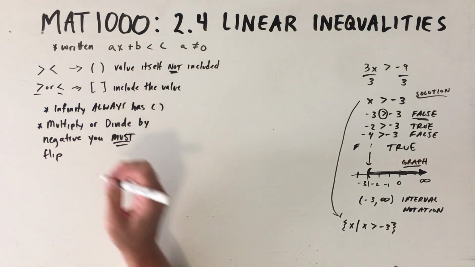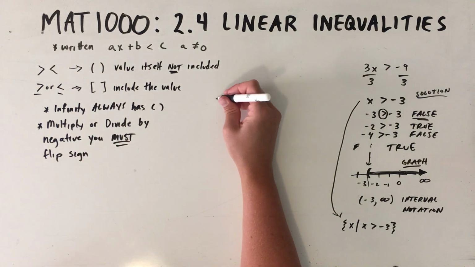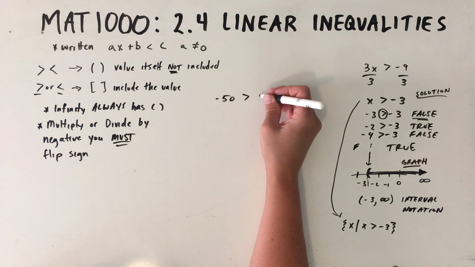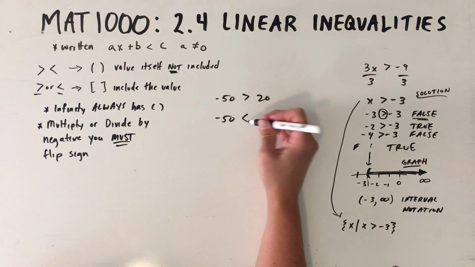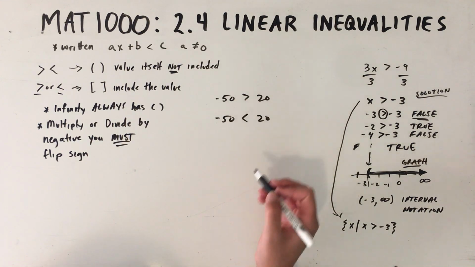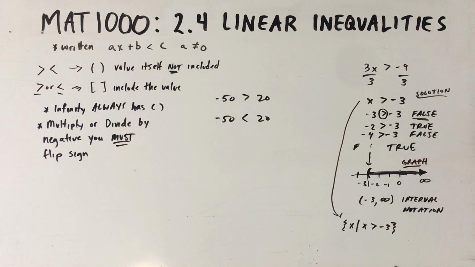The reason why is it keeps the integrity of the statement true. So back to that, if I have -50, I said it was greater than 20 when I was multiplying it. If I flip the sign, now it's a true statement. So in order to keep the integrity of the statement, we have to flip that sign.